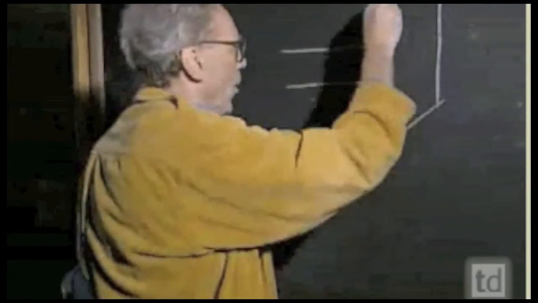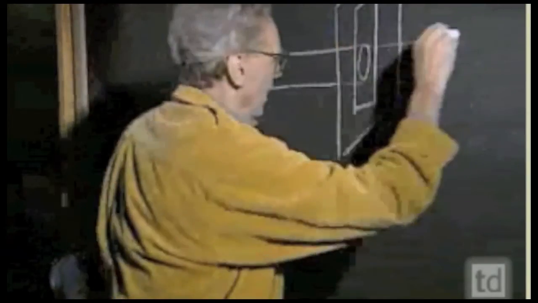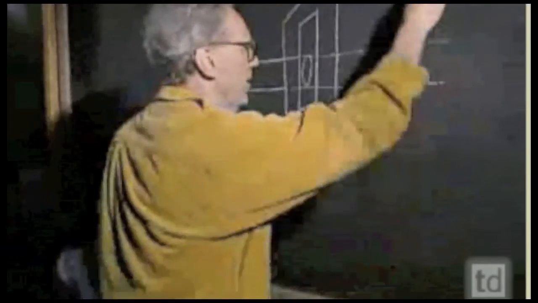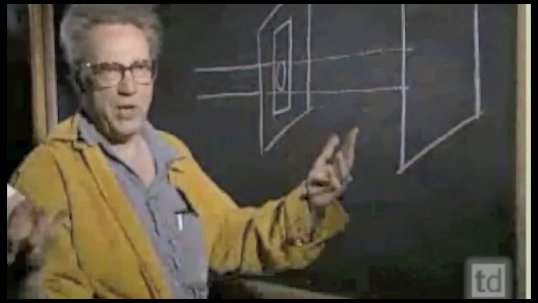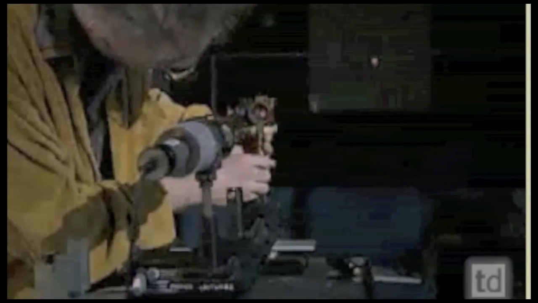And I make here an opening, a slit, a vertical slit. And here goes the laser beam right through the slit. Light goes on, and here I project this onto this wall or screen, projection screen. And what do I see? Well, you see exactly what you predict. You see here this laser spot from this beam.